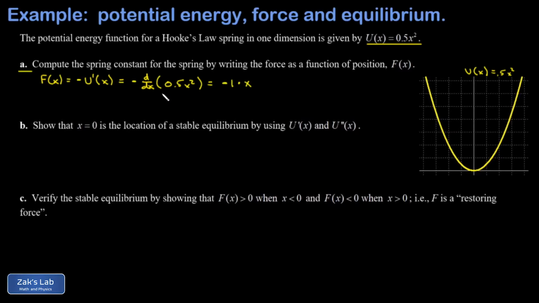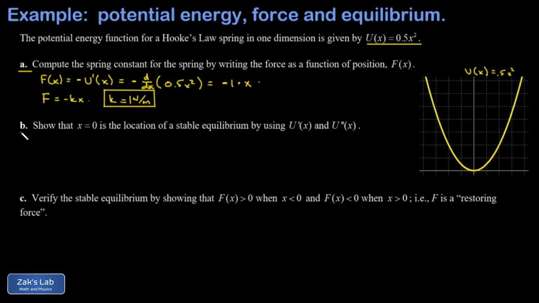And then the problem actually asked for the spring constant, so we have to compare to Hooke's law. F equals negative kx for Hooke's law. The minus sign is there to indicate direction. And I compare it to what I just got, and k must be 1. So k is going to be 1 Newton per meter for this spring.